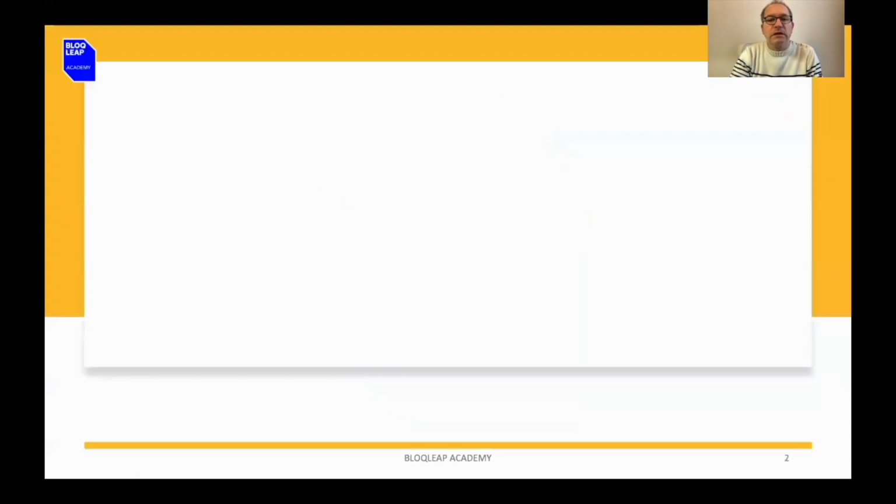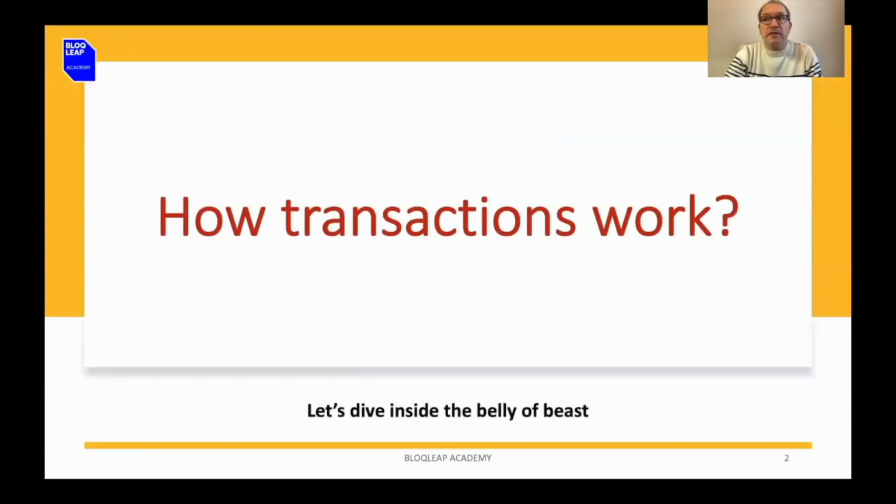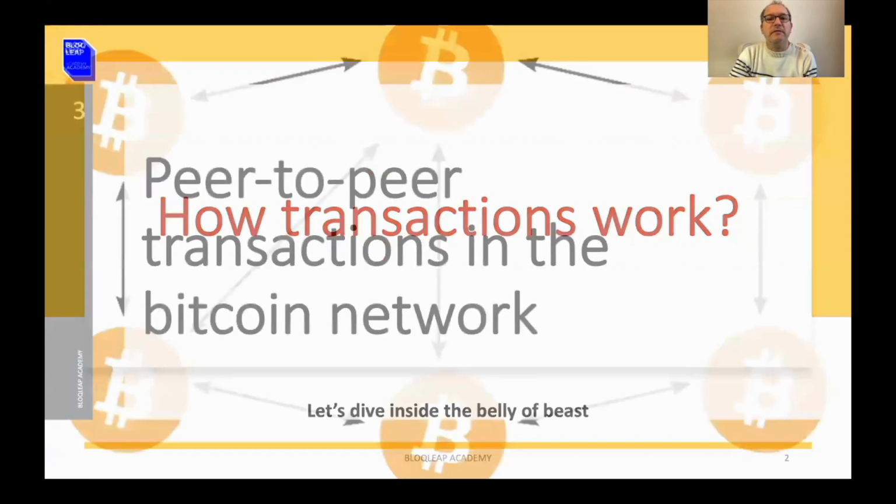We are going to study something absolutely important, I would say one of the most important features of Bitcoin, which is transactions. Transactions are important because, thanks to them, we know where all the Bitcoins and all the pieces of Bitcoin are in the network. So how do transactions work in the Bitcoin blockchain? Let's dive into the belly of the beast.